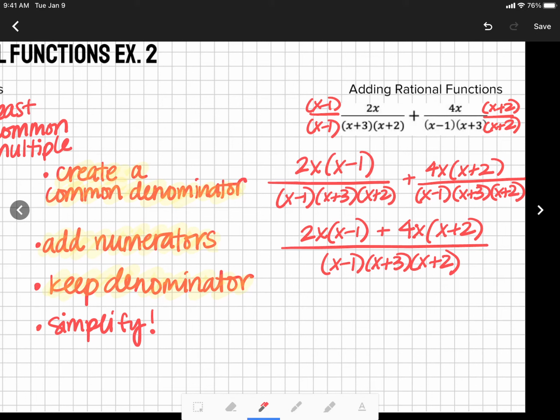So now our job is to just simplify. Let's go ahead and distribute. And I say just simplify like it's easy. It's not. This will be some of the trickier stuff that you do. 2x times x is 2x squared. 2x times negative 1 is minus 2x. 4x times x is 4x squared. 4x times 2 is plus 8x. Again, all over the same denominator.